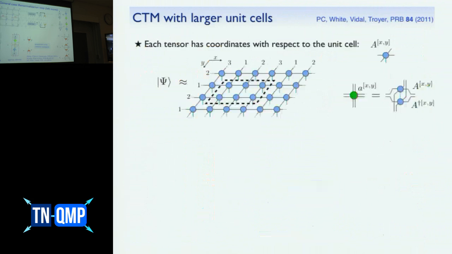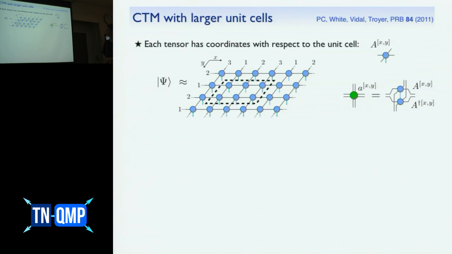Okay. So now I would like to just briefly explain what you need to do when you have larger unit cell sizes, because what I've been talking about so far was just having one single tensor A. And the idea, if you have larger unit cells, is that you assign coordinates to each of the tensors. The coordinates denote the position with respect to the unit cell. So here we have a 3 times 2 unit cell. Here we have x coordinates, and here we have y coordinates. So here we have the tensor on coordinate 1,1, here 2,1, 3,1, and that would be 1,2, 2,2, and 3,2.